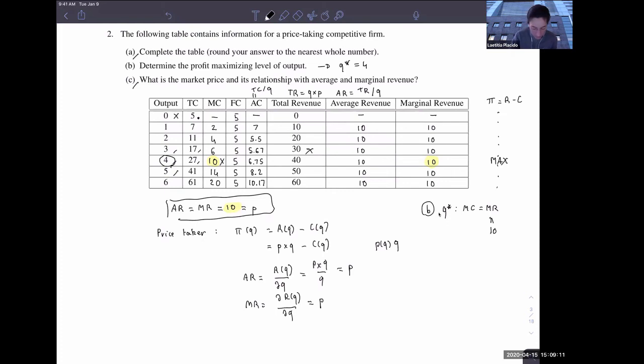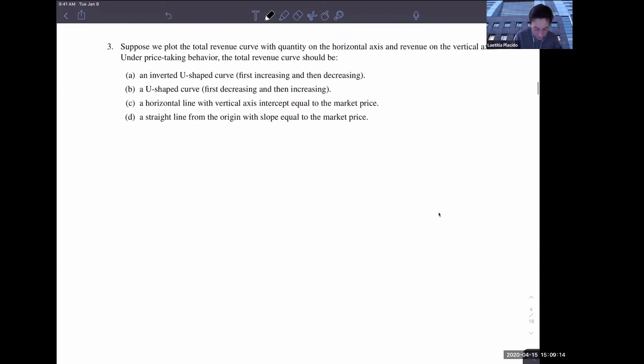Okay, let's move to question 3. Suppose we plot the total revenue curve with quantity on the horizontal axis and revenue on the vertical axis. I'm going to put quantity on the horizontal axis and total revenue on the vertical axis. So what can we tell about the total revenue curve if I know that the firm is a price taker?